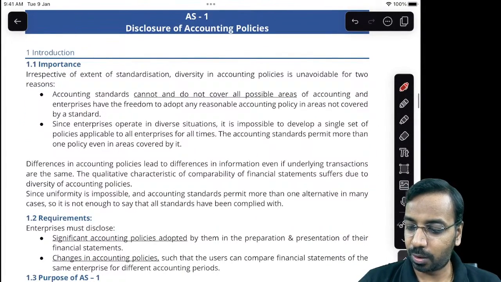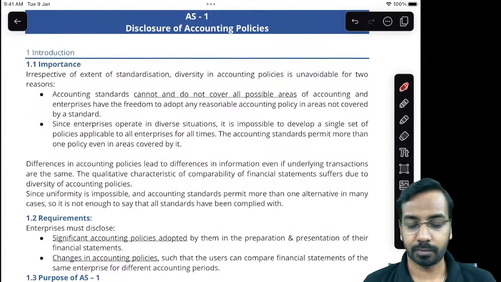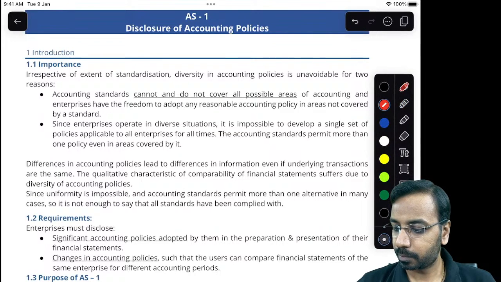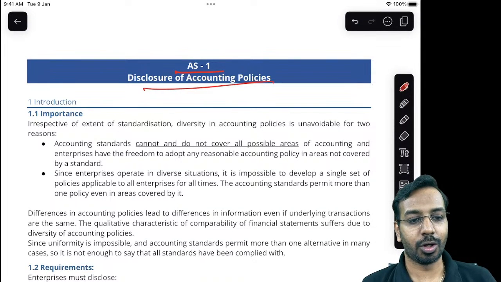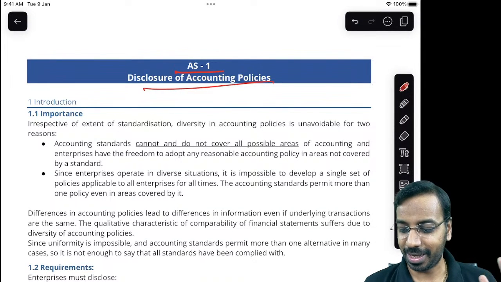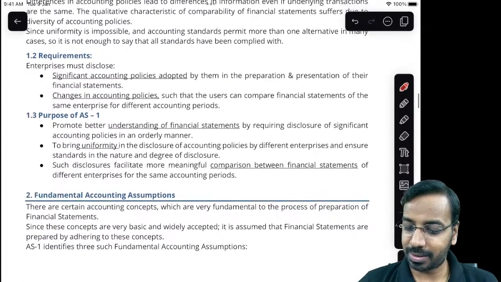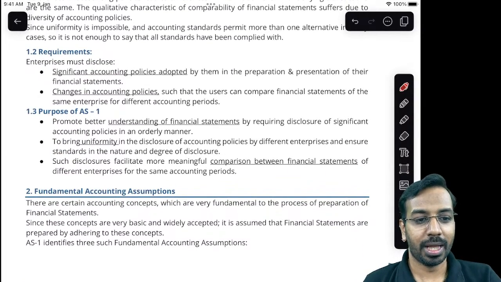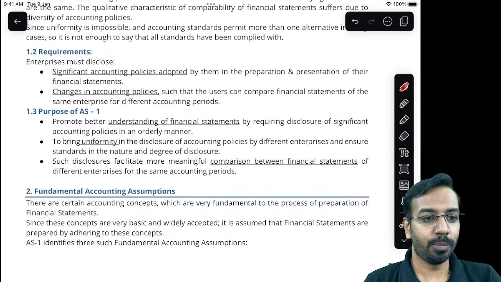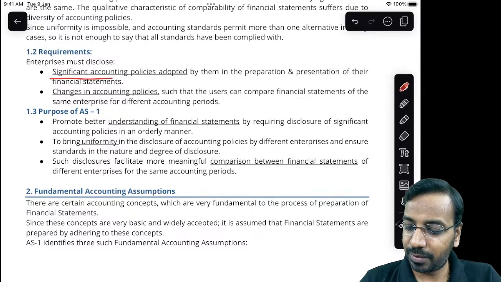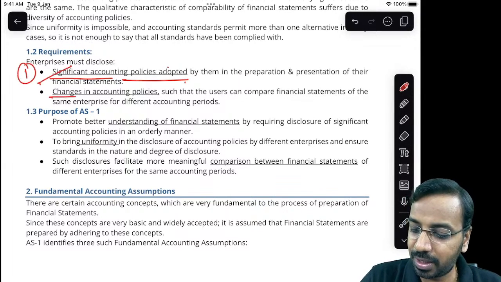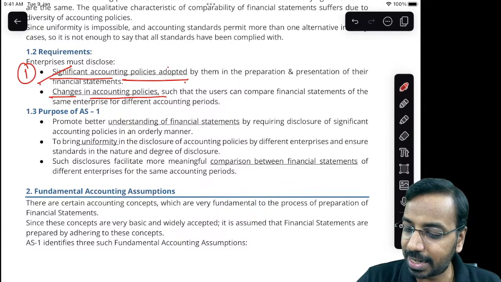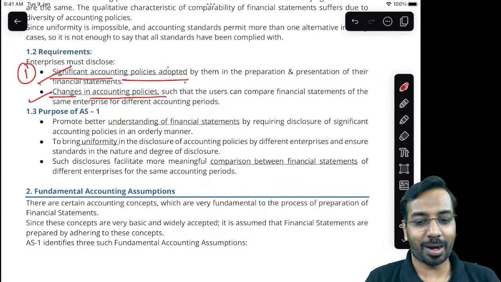we start with accounting standard 1, one of the most simple accounting standards, I say, right? What does the accounting standard want us to do? Accounting standard wants us to disclose significant accounting policies that the enterprise has adopted. That is the first thing. So you have to disclose the significant accounting policies, and if there are any changes in accounting policies, that has to be disclosed. Now, why do we change accounting policies?